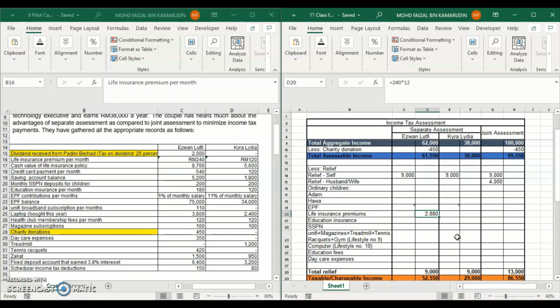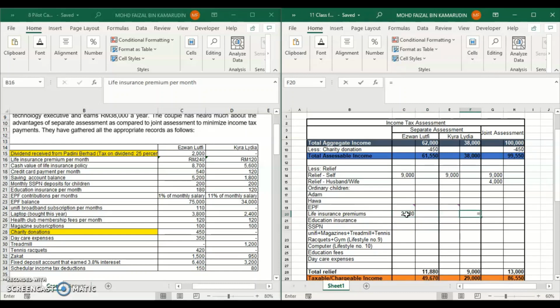For the life insurance, I think starting last year, 2019, they have split this item. So please refer to item number 20 in the tax relief handout, for you to further understand how we treat EPF and life insurance. So 2880, and based on item number 20, we can claim up until 3,000. No issue, so here we just take 2880. I will delete this one.